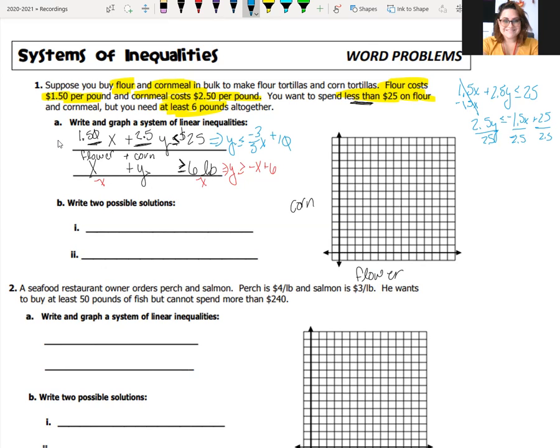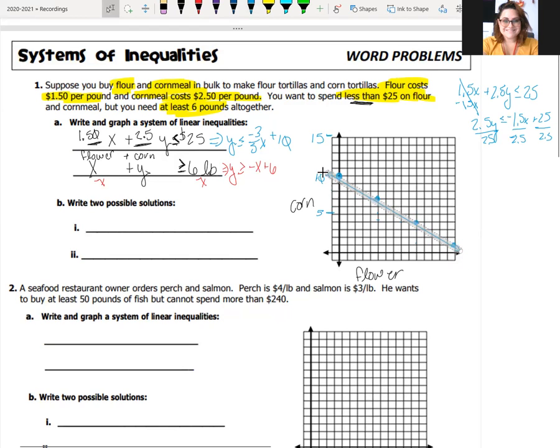We can graph them to find solutions. So we need to go up to 10. So 1, 2, 3, 4, 5, 6, 7, 8, 9, 10, and then up here is 15. So we're going to start at 10, and this says to go down 3 and over 5. So we'll count down 1, 2, 3, and right 1, 2, 3, 4, 5. Down 1, 2, 3, right 1, 2, 3, 4, 5. And this is going to be a solid line because it does say it can equal.